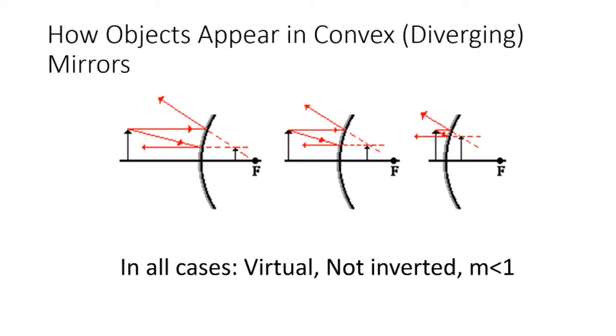Convex mirrors, or diverging mirrors, are a lot more simple. In all cases, the image will be virtual, not inverted, and your magnification will be less than 1, meaning your image will be smaller.